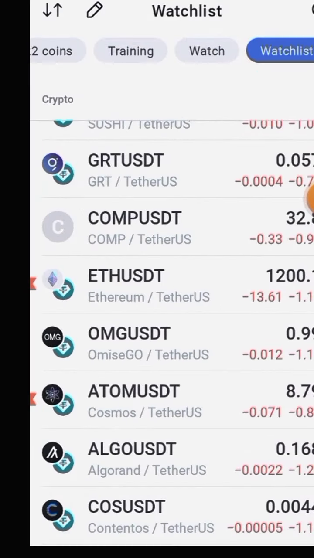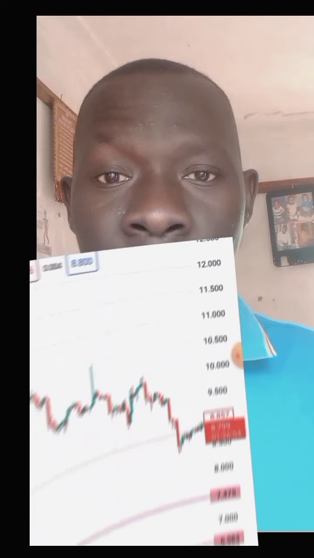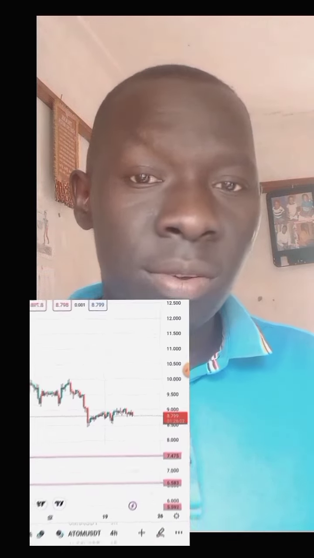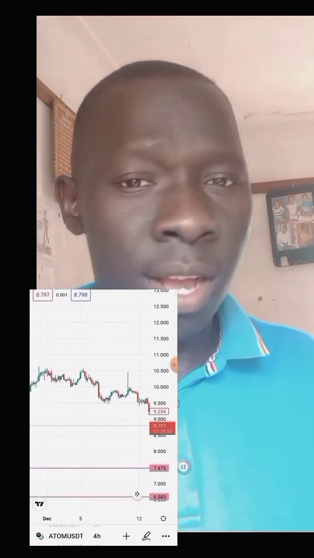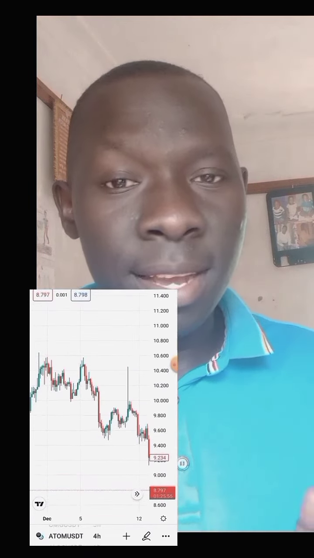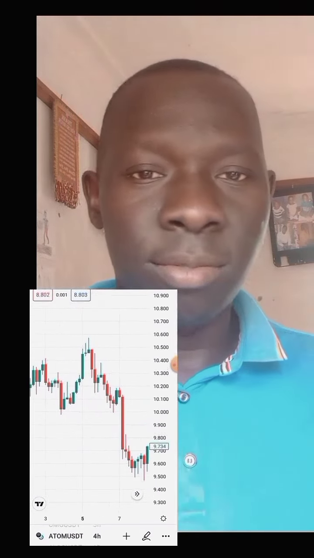Open your TradingView and then go on the watch list of the coins you've been trading. The third thing you're going to do is go to a higher time frame. Let's take the 4 hours time frame. Then in that 4 hours time frame, increase the height and the size of your candle. Now this time the color doesn't matter. It can be a red candle, it can be a green candle.